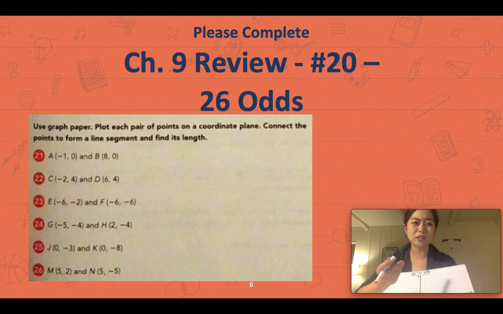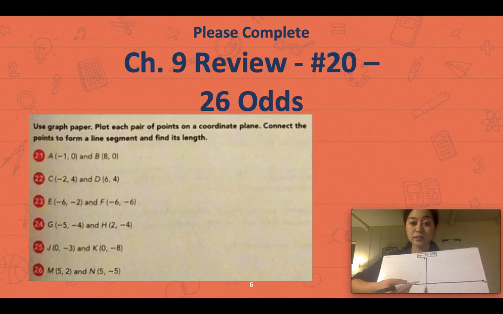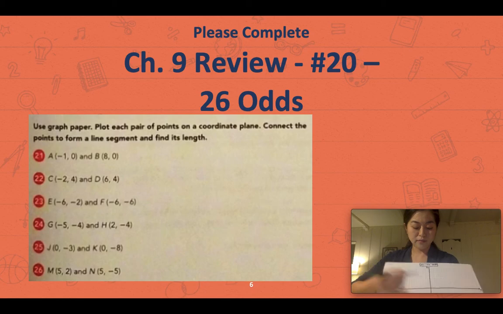Okay, so number 21, A is -1, 0. So this is my x-axis, -1, 0. And the x coordinate always comes first. So it's right here. So this is my A. And my B is 8, 0.